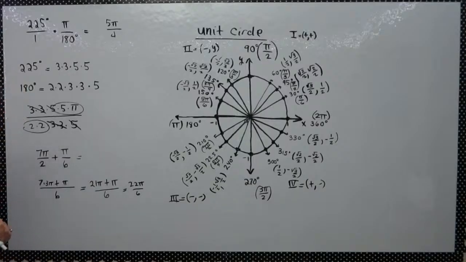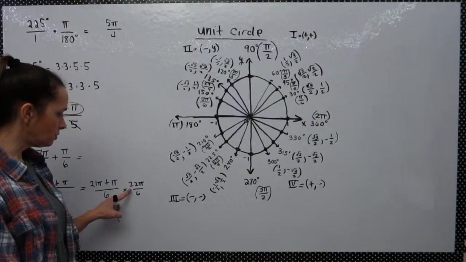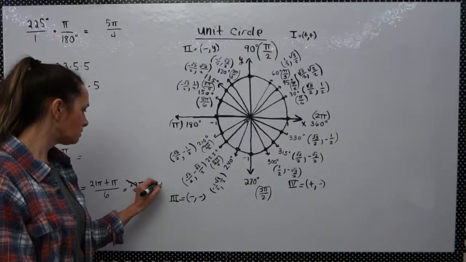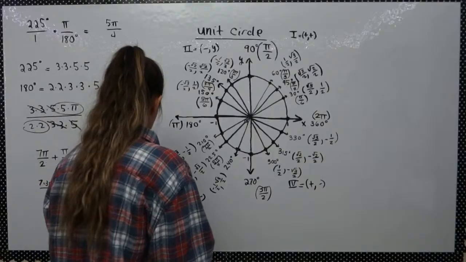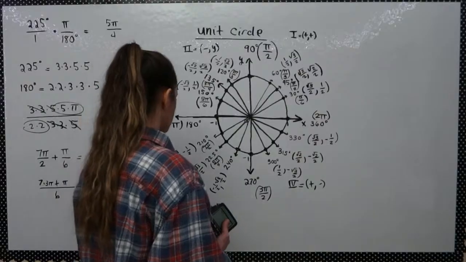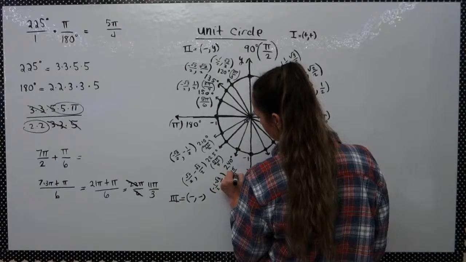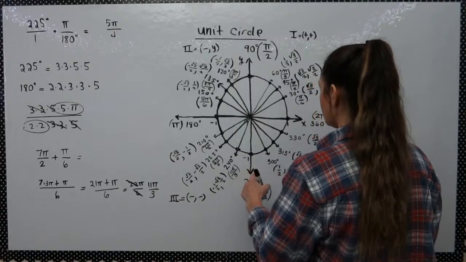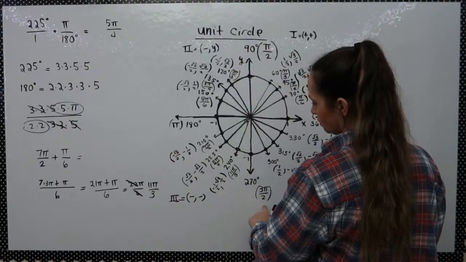And then we would have to reduce that fraction. So they both divide evenly by 2, so we'll divide a 2 out of both these numbers. That's going to give me 11 pi over 3. Oops. Hang on. 11 pi over 3. So there's an alternate way of finding those other degree measures. And so then you could check it. You could add 15 degrees, or you could add 30 from 225 to check and see if you get 3 pi over 2.